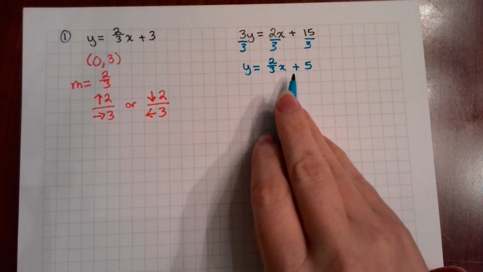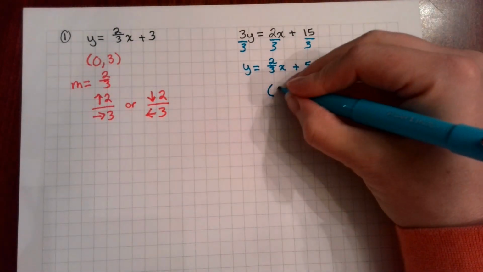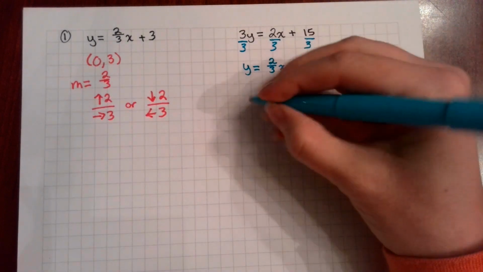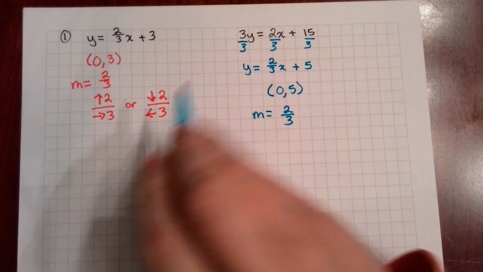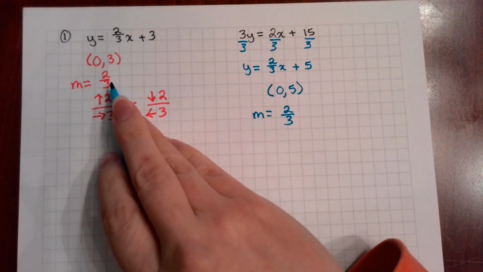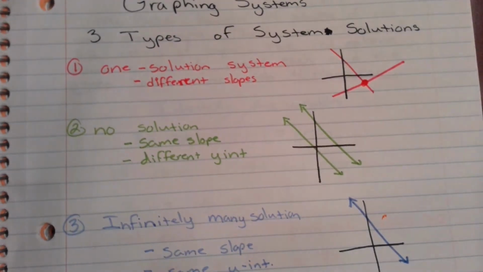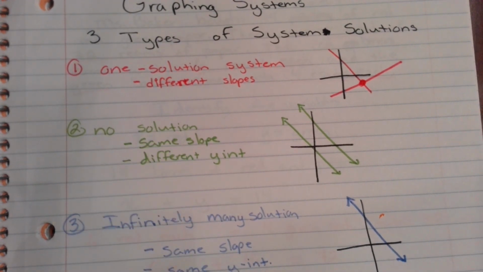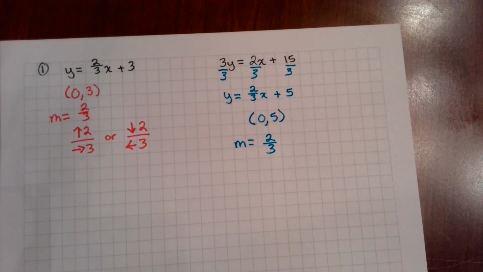For my second equation, my y-intercept is at (0, 5), different y-intercepts. My slope is 2/3. Well, they're the exact same slope. And if I recall, when they're the exact same slope but different y-intercepts, it means it's no solution. So technically, I don't have to graph this one if I don't want to. I already know that it's going to be no solution.